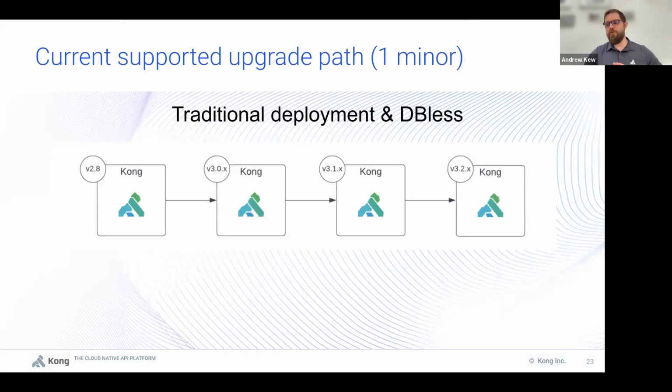Just to reiterate once again, currently Kong only supports one minor upgrade at a time. So if you are upgrading your traditional deployment or your DBless deployments, you unfortunately need to upgrade one version at a time. So going from Kong 2.8, you would need to go to Kong 3.0, 3.1, and then lastly 3.2. And by the end of this week, you will have 3.3.